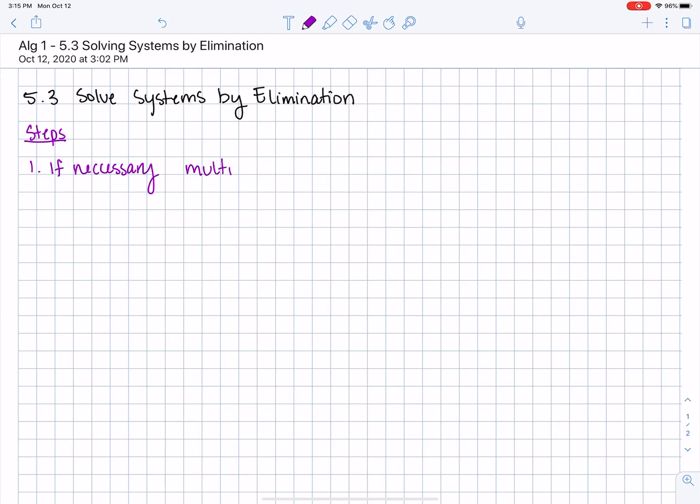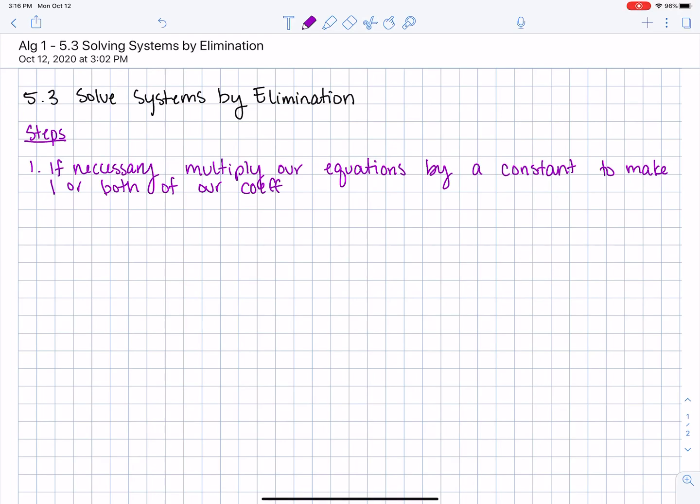we're going to multiply our equations by a constant, also known as by a number, to make one or both of our coefficients, also known as the number before the variable, to be opposite numbers, such as 4 and -4, 6 and -6, right? We want them to have opposite signs.